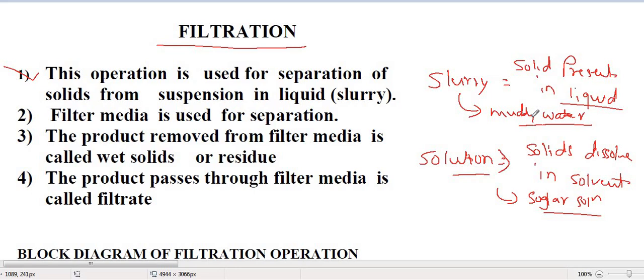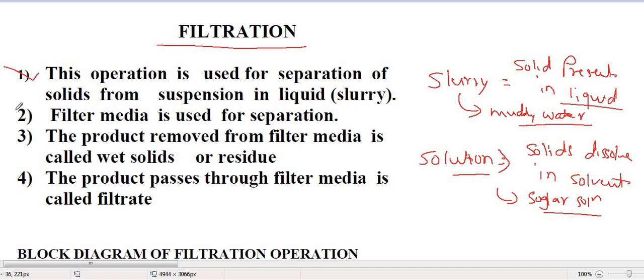But just important thing that you just try to get the difference between slurry and solution. In slurry, solid particles present in the liquid in suspension form or that may settle at the bottom also. While solution means solid particles dissolve in the solution. Okay, so first point, filtration. This operation is used for separation of solids from suspension in liquid, that is slurry.